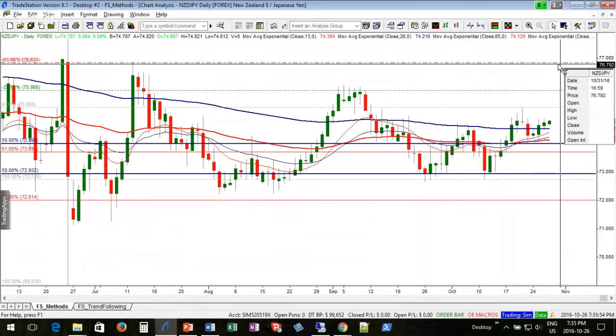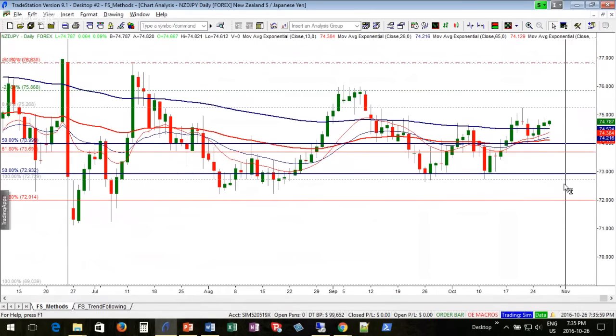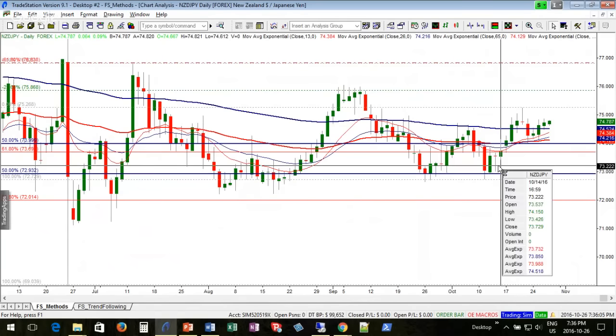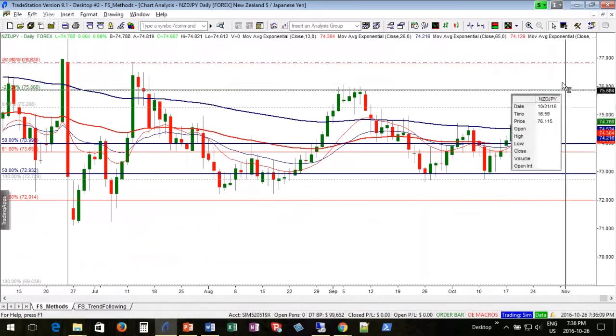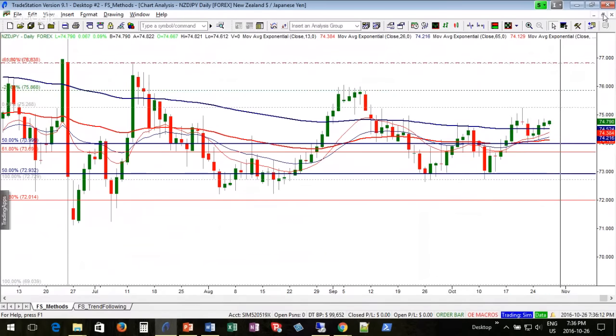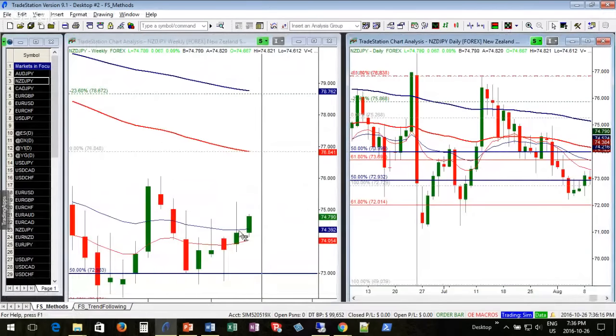Second target is 76.70. Okay, so it's a good opportunity for next week if you want to follow up. I'm already in this trade since 2 weeks ago, and that's where we want to see this price going to. Okay, so this is it for the New Zealand Japanese yen for today, October the 10th, 2016.